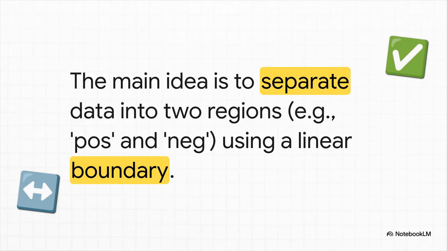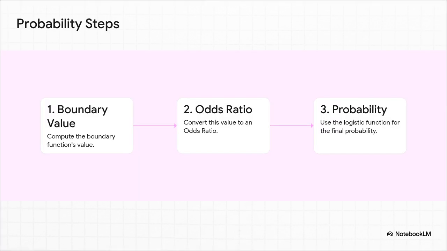So instead of fitting a line through the data points, logistic regression draws a line between them. It's creating a boundary, a dividing line that separates the positives from the negatives. Then, any new data point is classified based on which side of that line it falls on. It's that simple. But it's not just about which side of the line a point lands on. Logistic regression also tells us how certain it is.